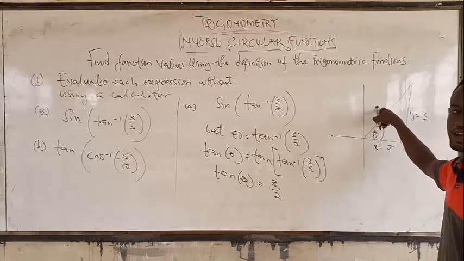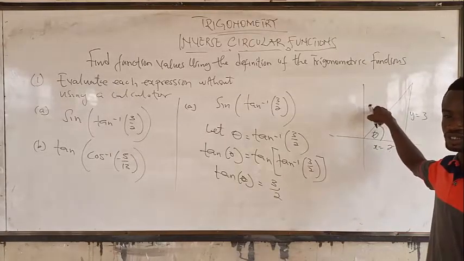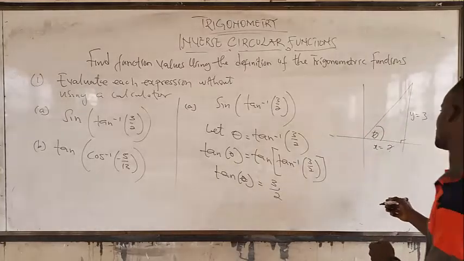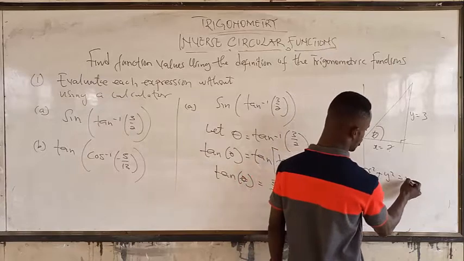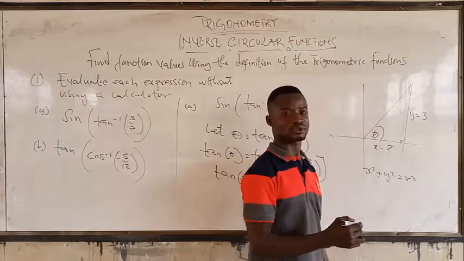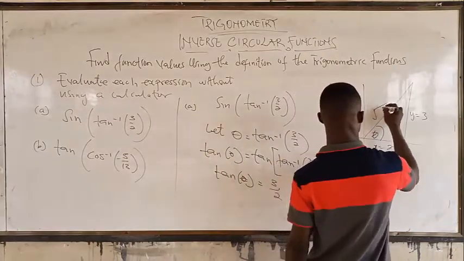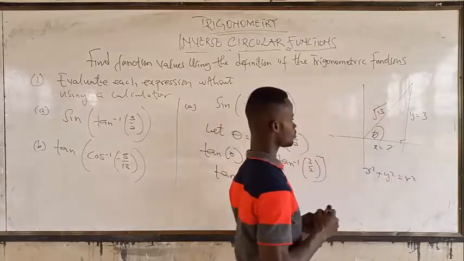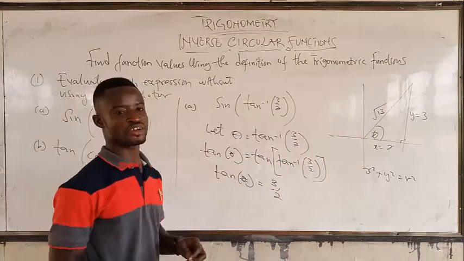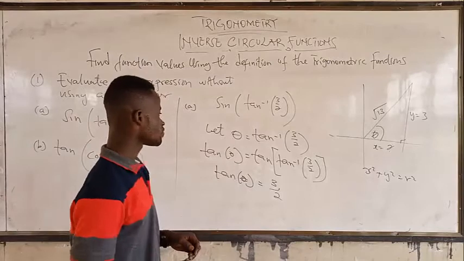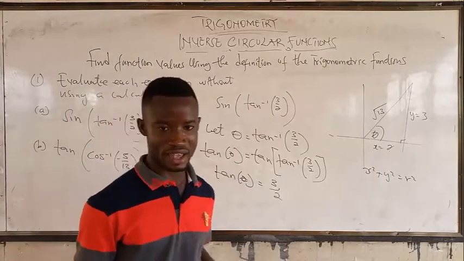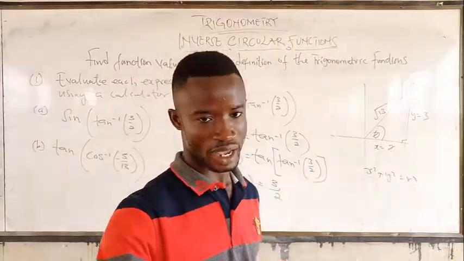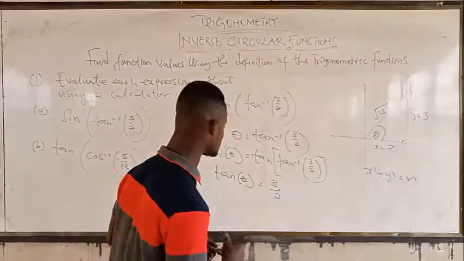Then let's go and find the r. Please, I would like you to go and do that yourself, because with that one you will do it. That is x squared plus y squared equal to r squared. When you do that, you get square root of 13. Then after getting the radius to be square root of 13, we can now go and find whatever we want to find.